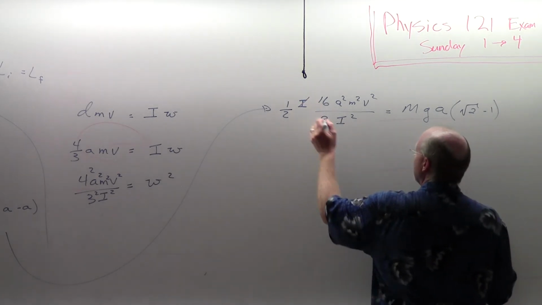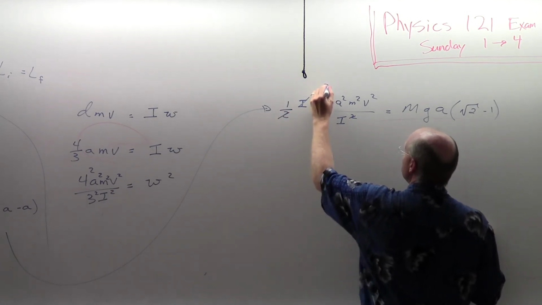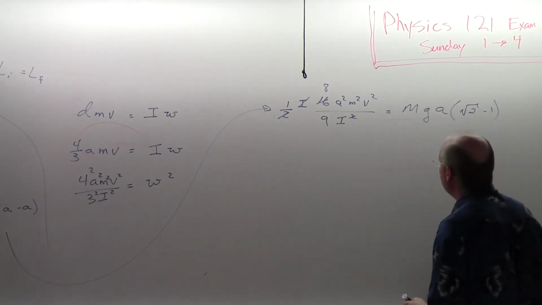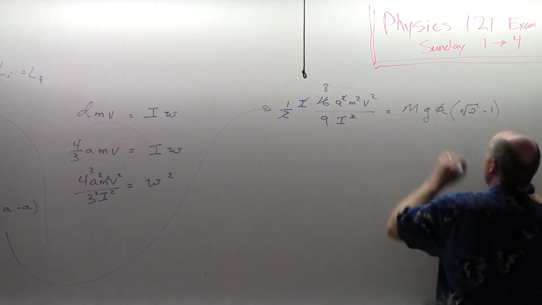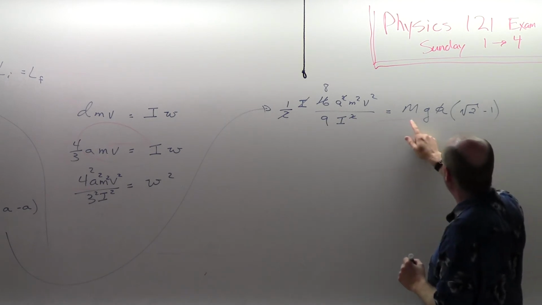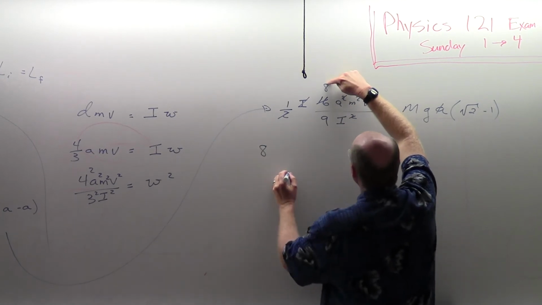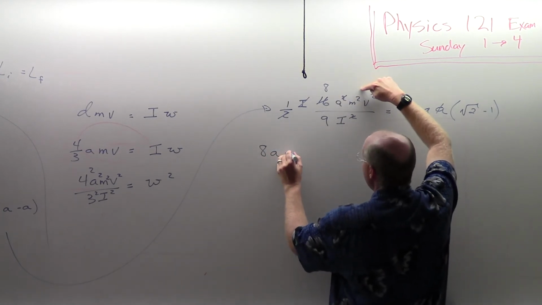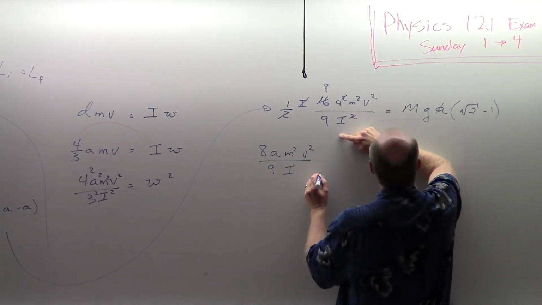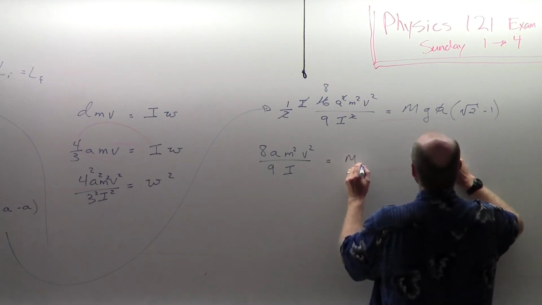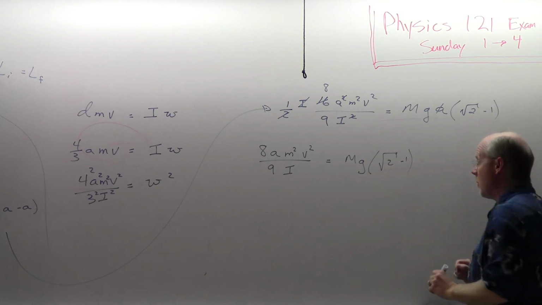Looks like I got a little bit of work to do though. It looks like this I cancels with that I. It looks like that 2 will cancel with that 16. And the way it stands now then, oh, and then there's an A on one side which would cancel with an A on that side. The m's are different, so I can't do anything there. But it looks like right now I've got an 8A m squared v squared over 9I equals mg root 2 minus 1.